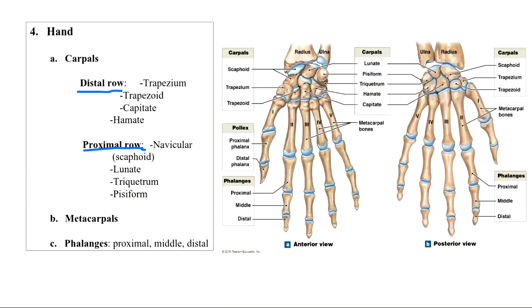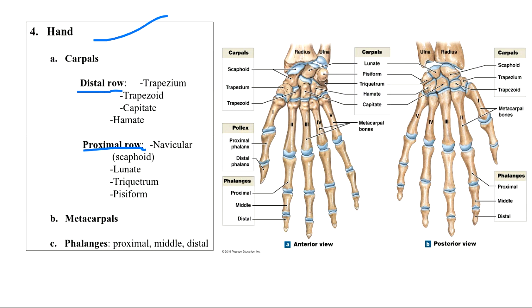Then you also have the metacarpals and the phalanges. Metacarpals, there are 5 of those, as you can see. And then the phalanges, you typically have 3. You have a proximal, middle, and distal on 4 of the fingers. But at your thumb, or the pollex, you only have proximal and distal, right? Don't have the 3rd one. So those are the different structures in the hand you want to make sure that you can identify.